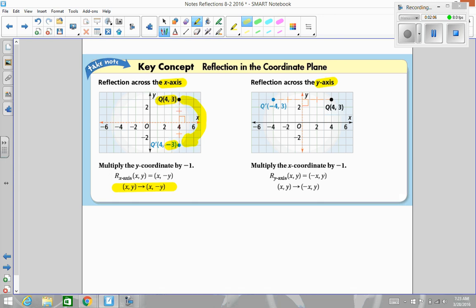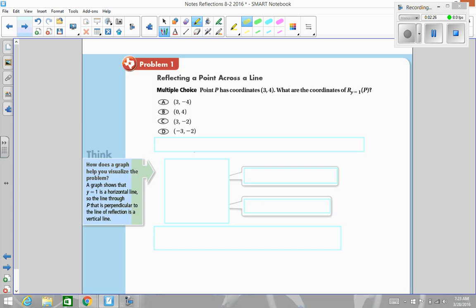And when we reflect across the y-axis, notice we're going from here over here. And so what doesn't change here is the y values don't change. Instead, the x values change. So (x, y) will change to (negative x, y). So make sure you have that rule. Those are also on your formula chart, by the way, on the back side.